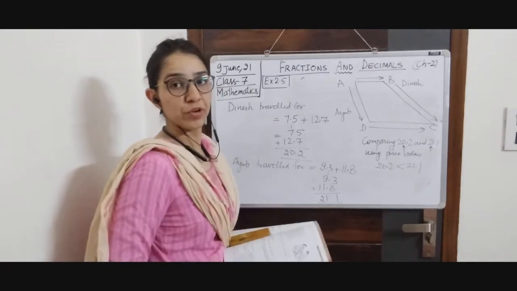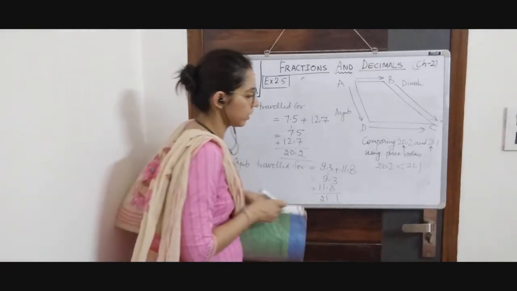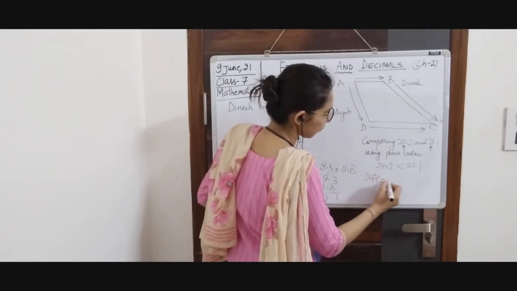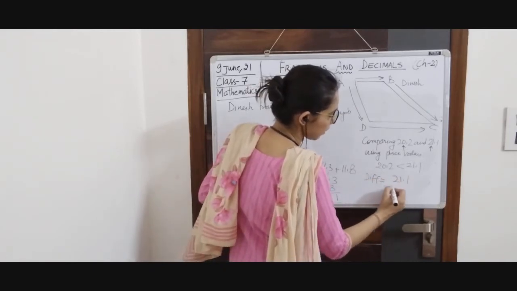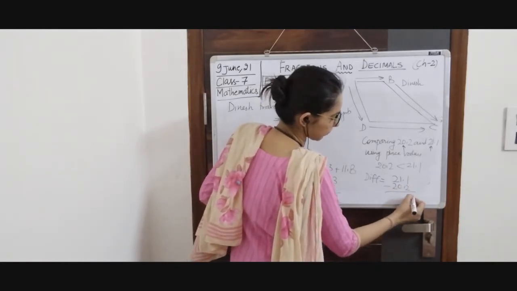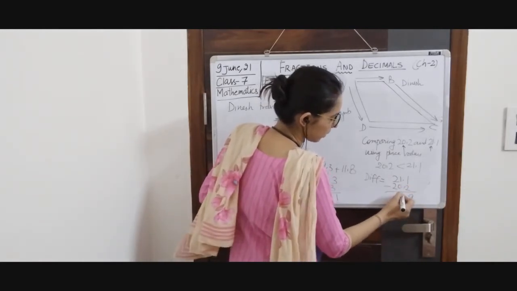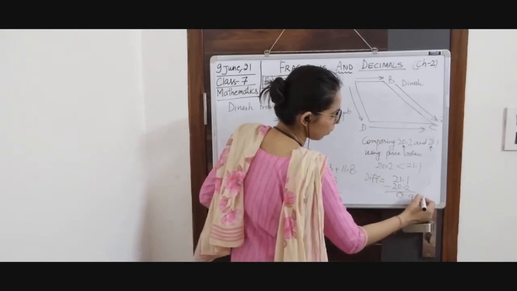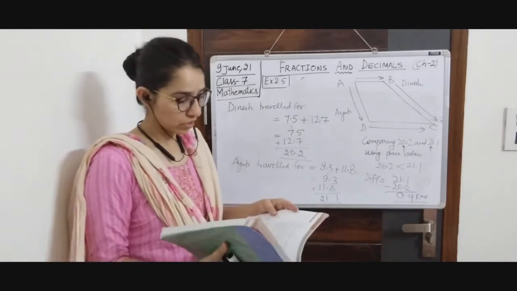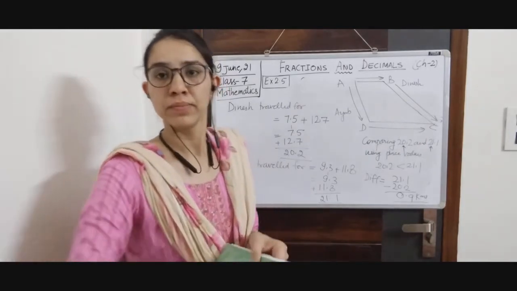It means you have to subtract the smaller from the bigger number. Okay. How much is the difference? You have to find out the difference. 21.1 minus 20.2, that is 0.9. Okay. So 0.9 kilometers. This is your answer. Next question is question number 8.